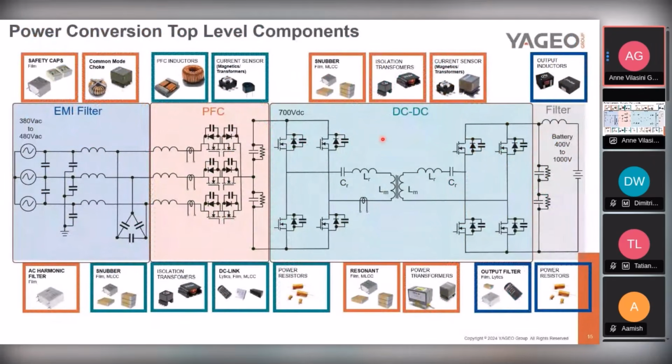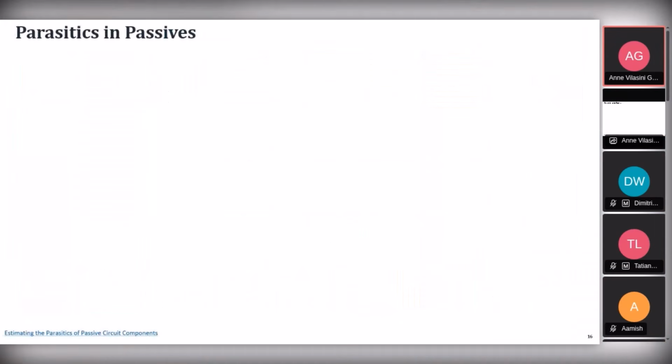So this is a good overview from the website of Yakio. This is an onboard charger. Here you can see the different blocks. This is based on LLC topology, and it gives you an idea of the different types of passive components that could be present in each block.